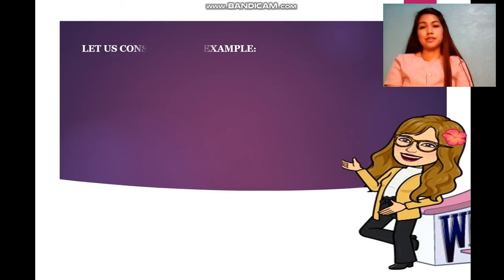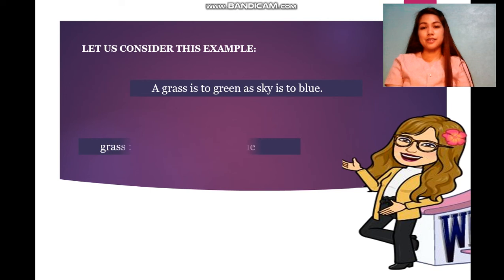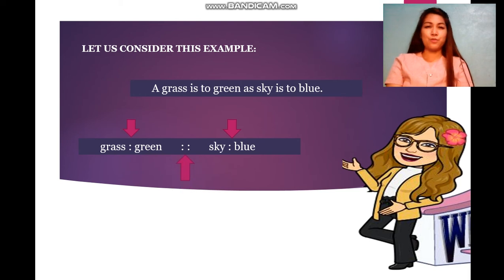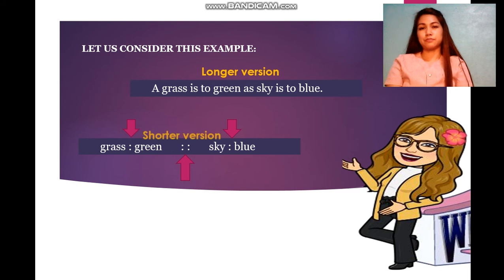Let us consider this example. A grass is to green as a sky is to blue. Take note that the word "is to" is replaced by a colon and the word "as" is replaced by two colons. You might be wondering, why did I say it like that? It is because analogies can be written in two forms, the longer version and the shorter version.